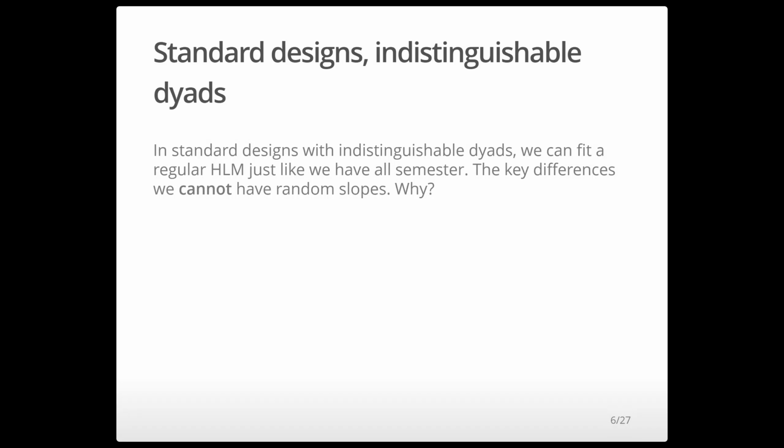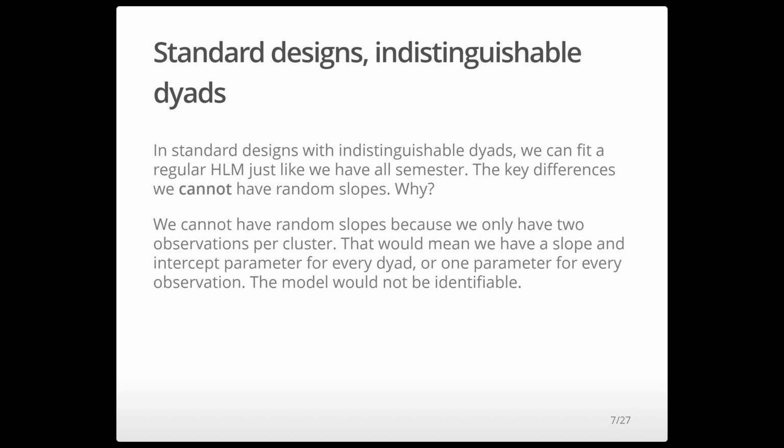For standard designs, often we can just use regular HLM techniques, though at the very end of this video, we're going to talk about an exception to this. The key difference is that we can't have random slopes. Why can't we have random slopes in standard designs? The reason is that we only have 2 observations per cluster, and that would mean we have a slope and an intercept parameter for every cluster, so we would have 1 parameter for every observation, and the model wouldn't be identifiable. This is similar to what we saw last week when we were adding random slopes for different variables in the growth curve model, where eventually we wound up with more parameters than observations, and that's not an identifiable model.